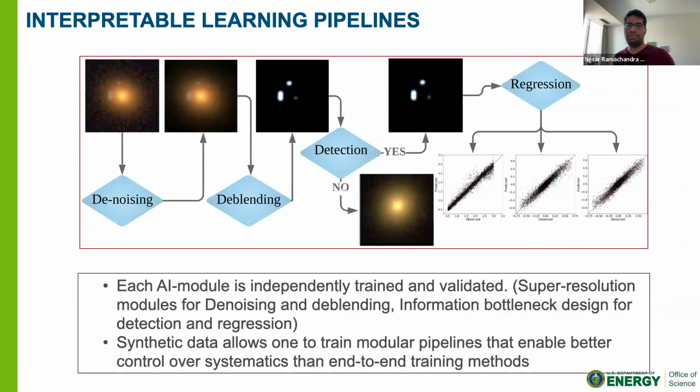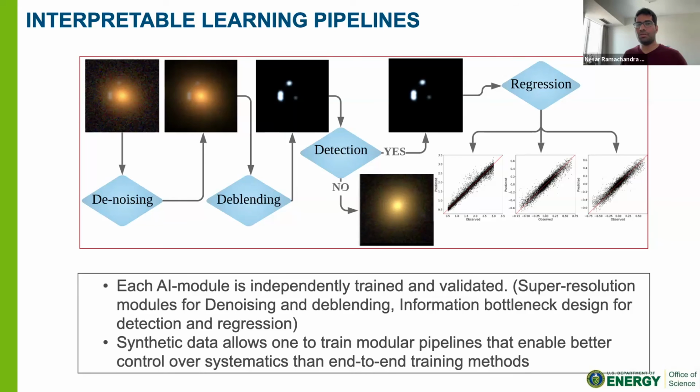So once we have that, we had this AI pipeline. The idea was, instead of performing the entire task in one go, we wanted to have multiple modules. Each module in this AI pipeline would perform one specific task that corresponds to a task that is done in traditional astronomy. So the first step was denoising. We used an enhanced super resolution network for this, where a noisy image that comes in will just be denoised. And the second task is a deblending task.